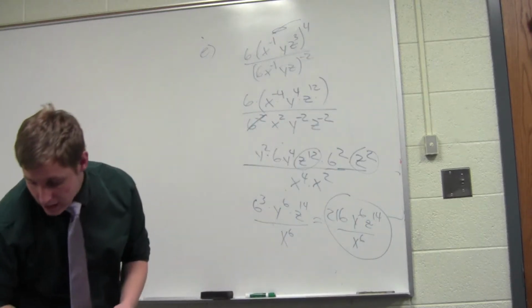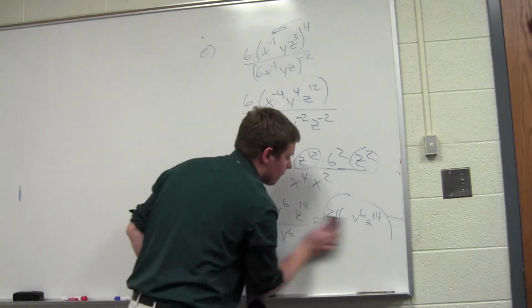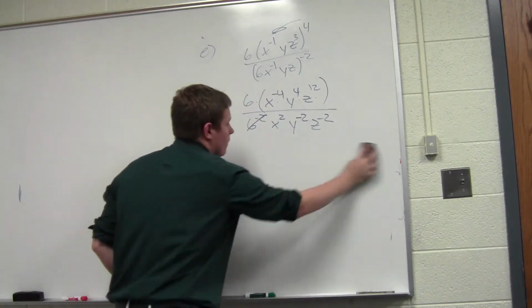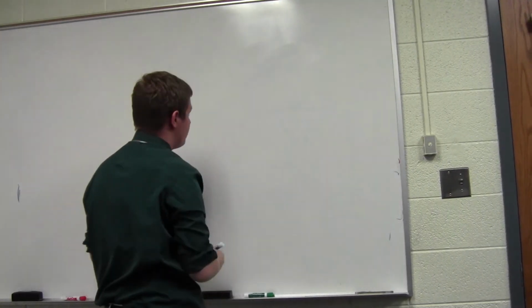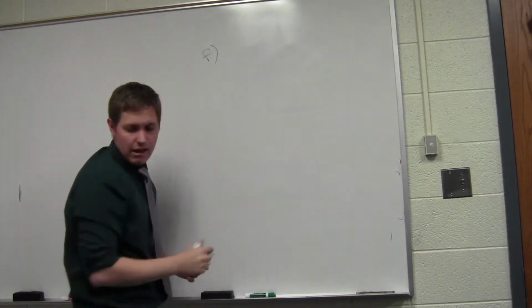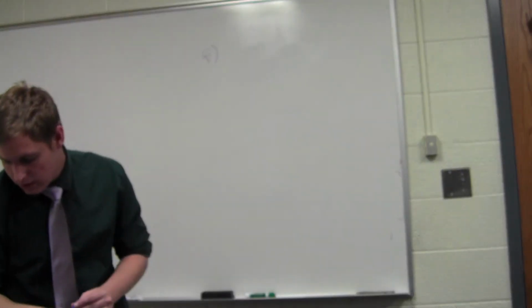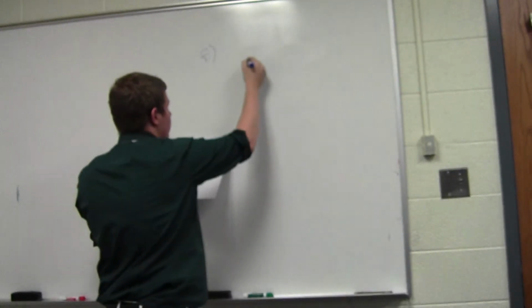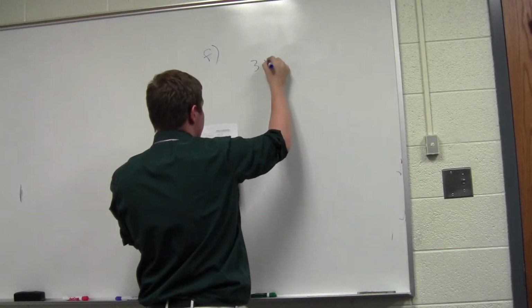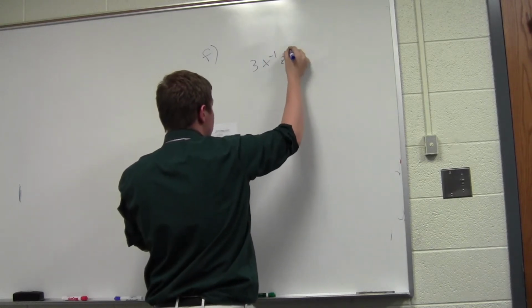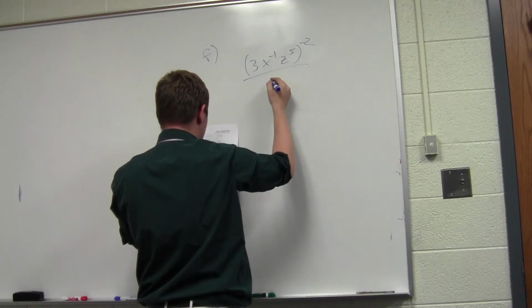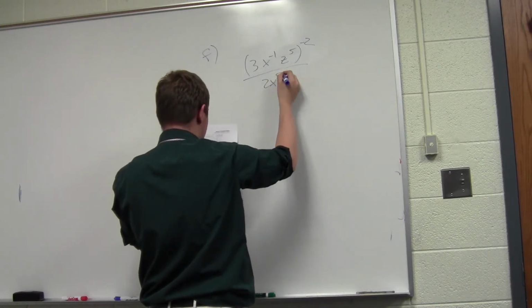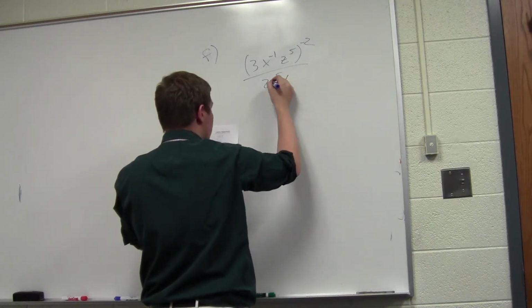Okay, last one, E and F. I can't believe I didn't put in the mic. All right, well, E and F. F is: we got 3x to the negative 1, z to the 5th, all times x to the negative 2, all over 2x to the 5th, y, all to the 3rd.